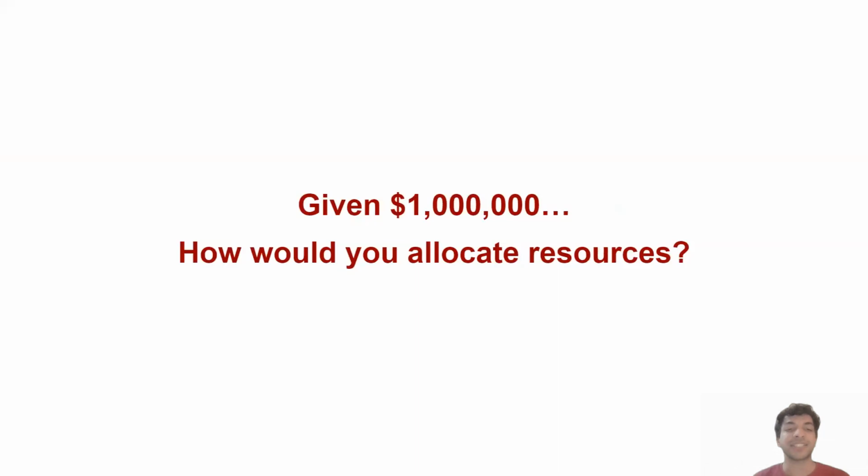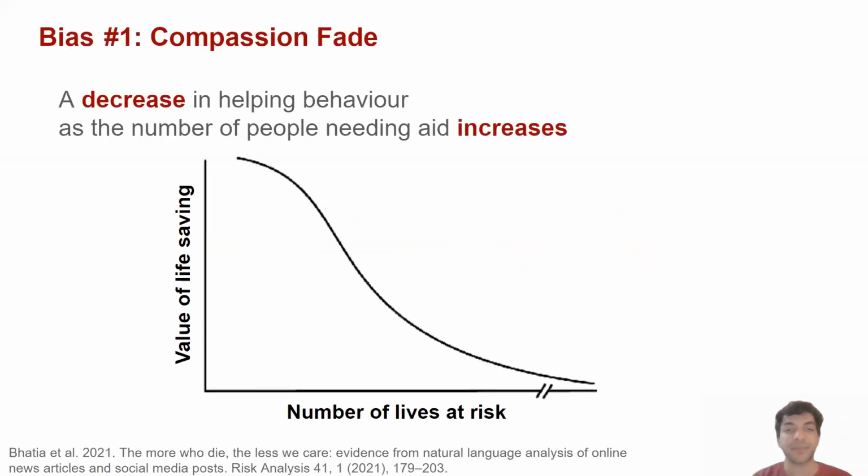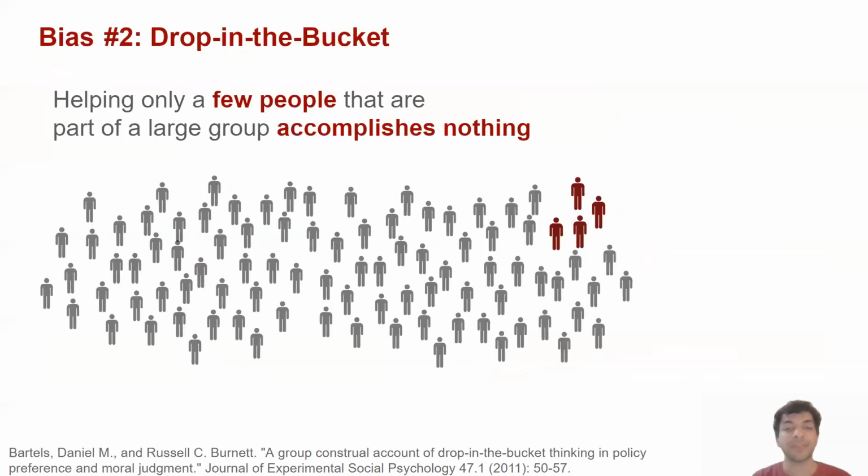There are several biases that can influence you. You may be subject to what's called compassion fade, a decrease in feeling compelled to help when the number of people needing help increases. This could cause you to not give to enough people in the larger group. Or you may be subject to what's called the drop in the bucket effect, a feeling that helping only a few people accomplishes next to nothing. This could cause you to not give to enough people in the smaller group.